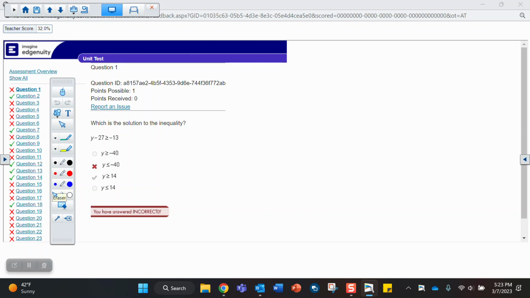So the first question asks for the solution. When we solve inequalities, we solve them just how we do with equations. There's one little rule regarding multiplying and dividing by a negative, which I'm sure we'll see coming up.